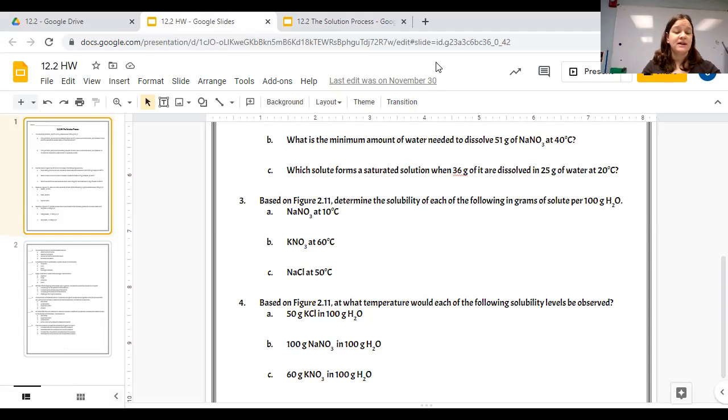You have a chart with 4 sets of conditions that you're testing. You'll be testing either different temperature, or different particle size, or whether you're stirring or not stirring. Okay. So you're going to fill in the chart and then you're going to answer the questions.